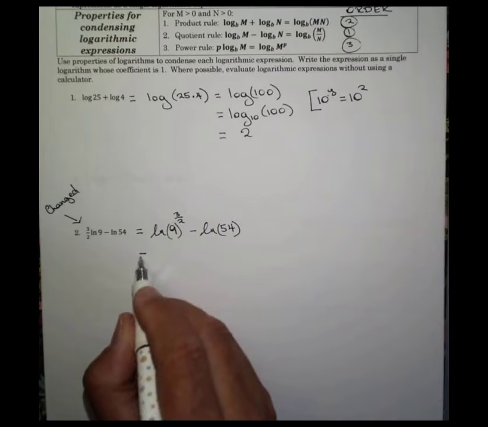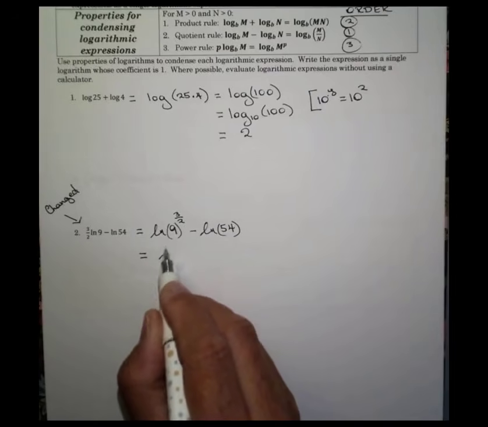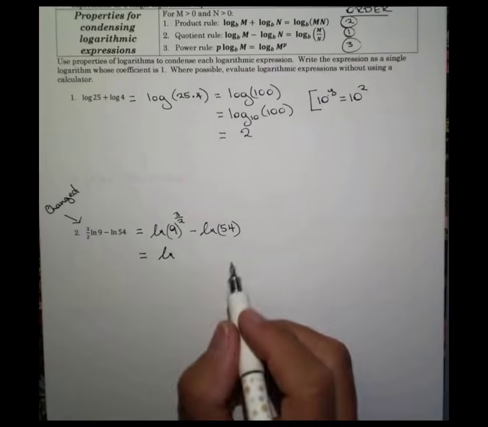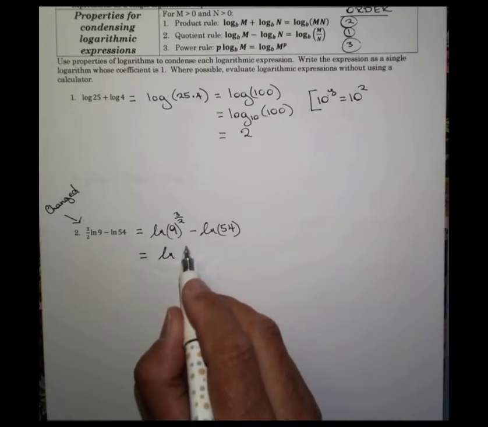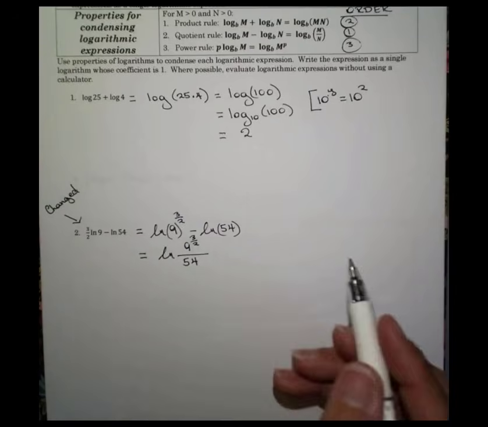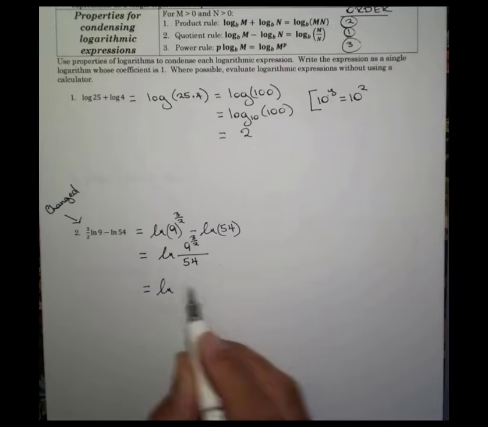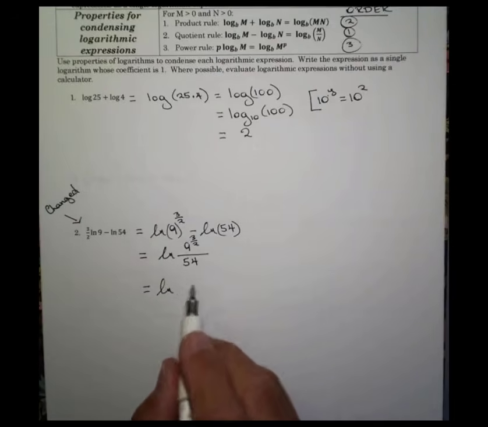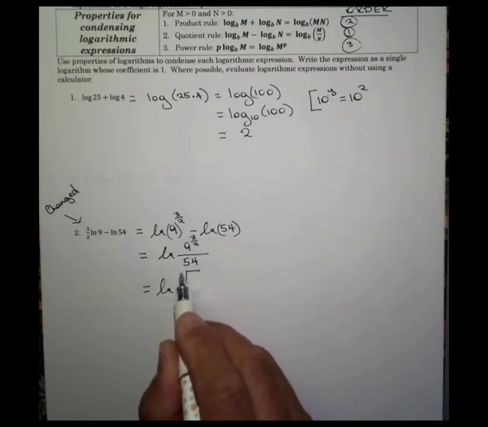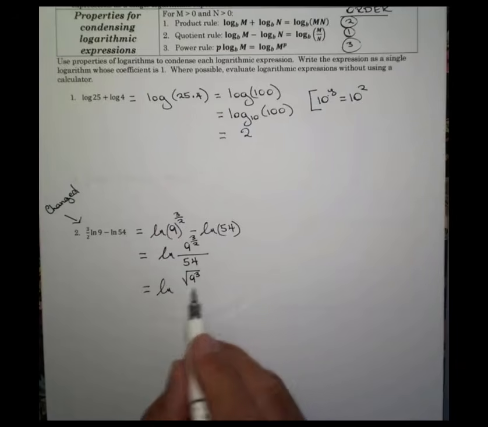So when I have that, and I'm wanting to condense them, I'm going to say, well, this is really the natural log, and I can do all this only because they have the same base. In the numerator, I'm going to say 9 to the power of 3/2. And in the denominator, I'm going to say 54. Well, 9 to the power of 3/2 is an interesting term. I'm just going to look at it like this. It's really the square root of 9 cubed, okay? The square root of 9 cubed.